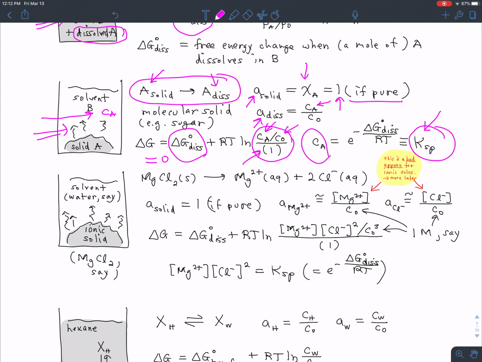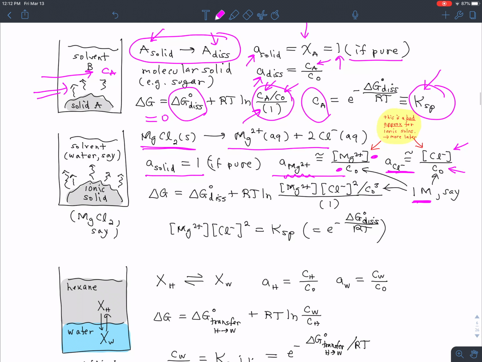If it's a slightly more complicated solid, one that dissociates in solution like most ionic solids do, then the activity for the solid is still 1 if it's pure. The activity for one of the ions, magnesium 2 plus in this case, is the magnesium 2 plus concentration divided by the standard state concentration. The activity for the chloride is the molar chloride concentration over the standard state concentration, usually 1 molar, almost always 1 molar. We can write delta G equals delta G0 plus RT log Q.